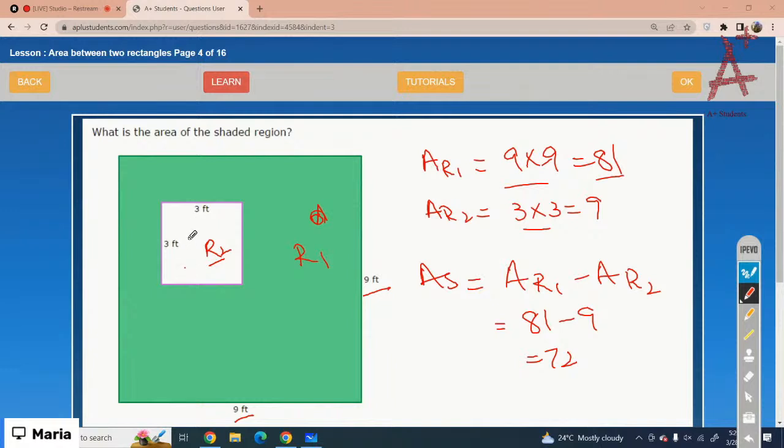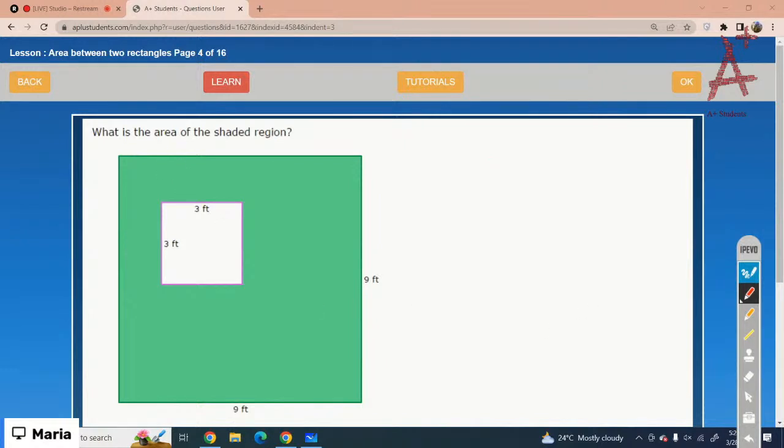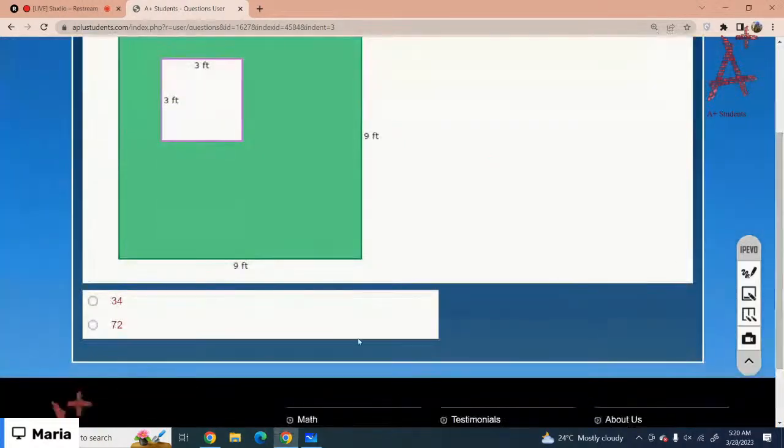Matthew, what do you mean by why? Because here what is the area of the shaded region? You just need the area of the green colored portion. Got it? Matthew, can you please repeat your question? Matthew, please repeat your question. So the area for this shape is 72.